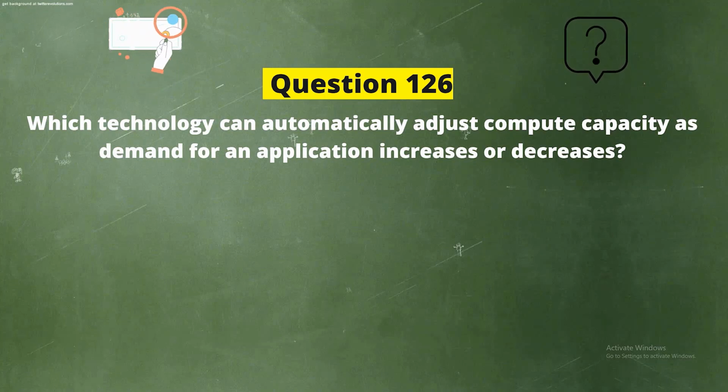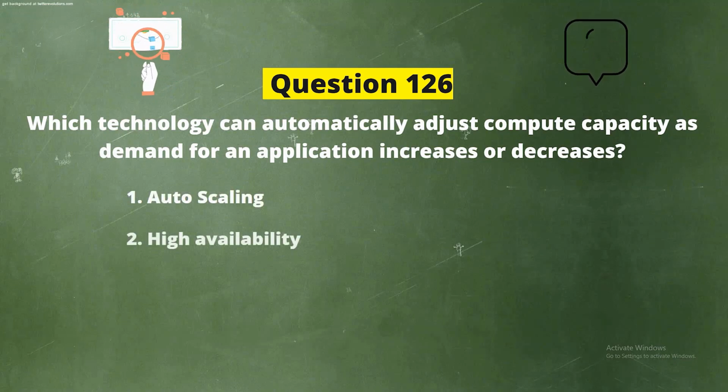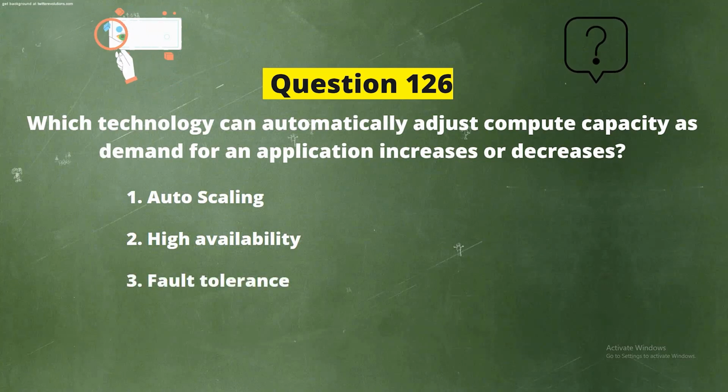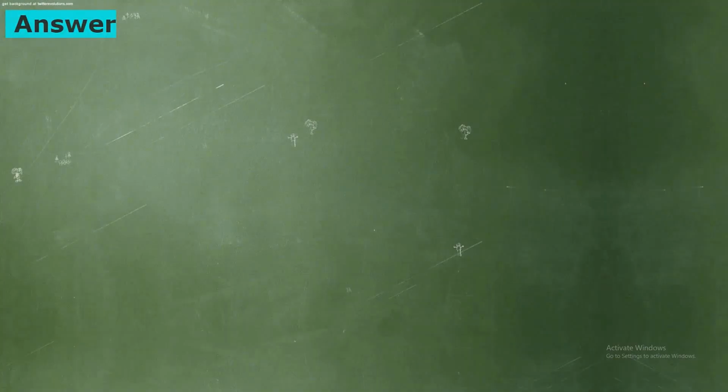And the options are: Option 1. Auto-scaling. Option 2. High availability. Option 3. Fault tolerance. Option 4. Load balancing. And the correct answer is Option 1.